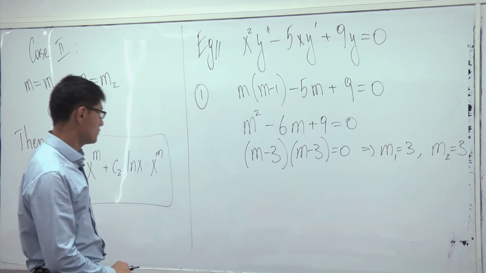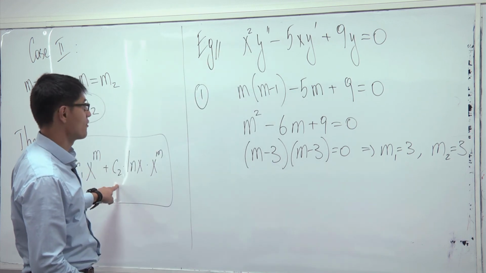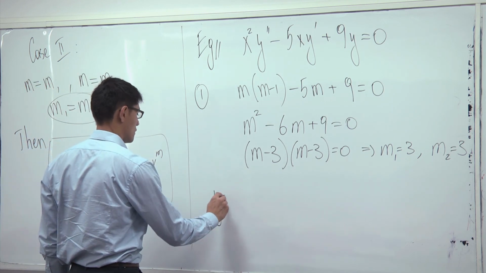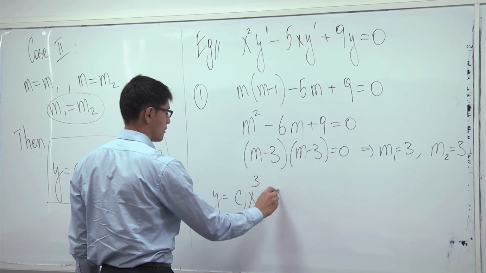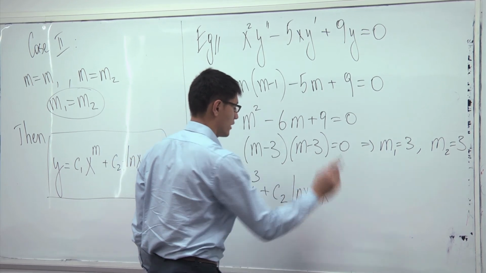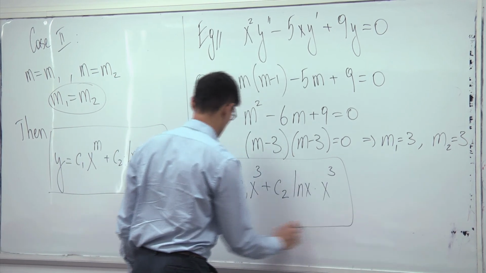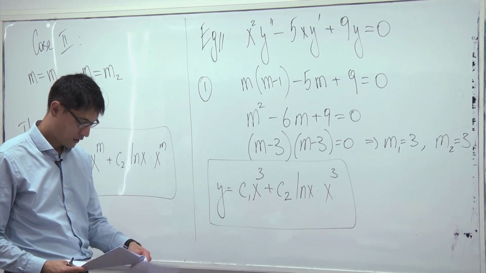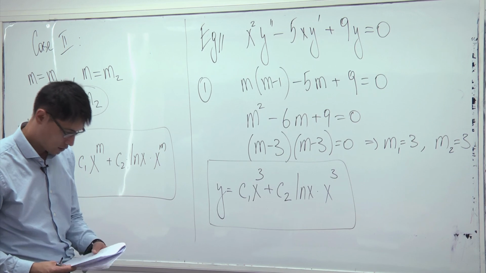So then the solution of the original differential equation will be given by this formula. So what I get is C1 x to the power 3, C2 ln x times x to the power 3. Again, very straightforward. So I'll just do one more example. I'll finish.